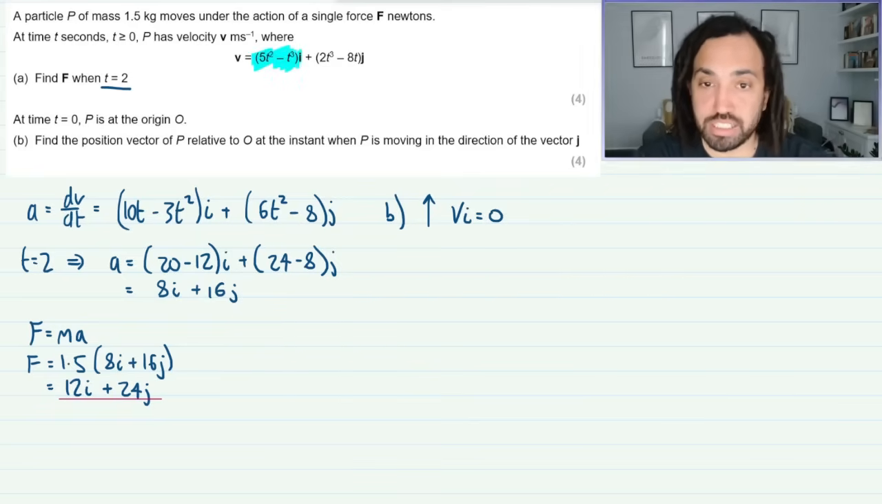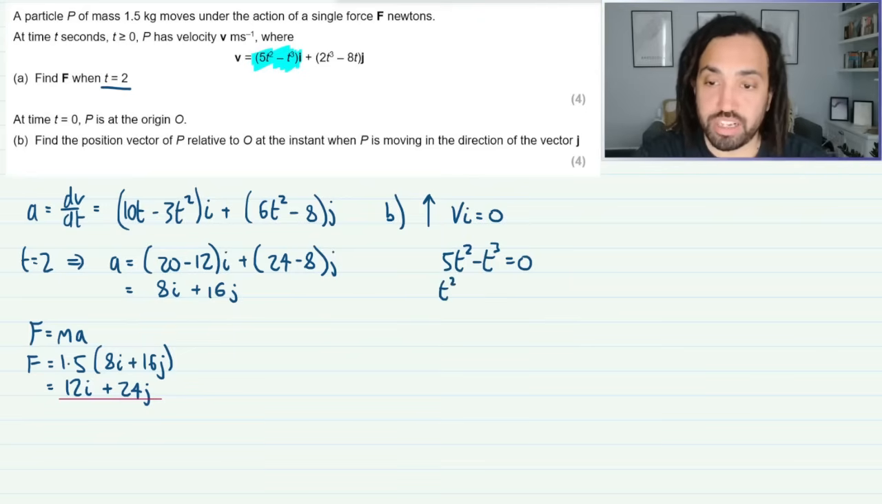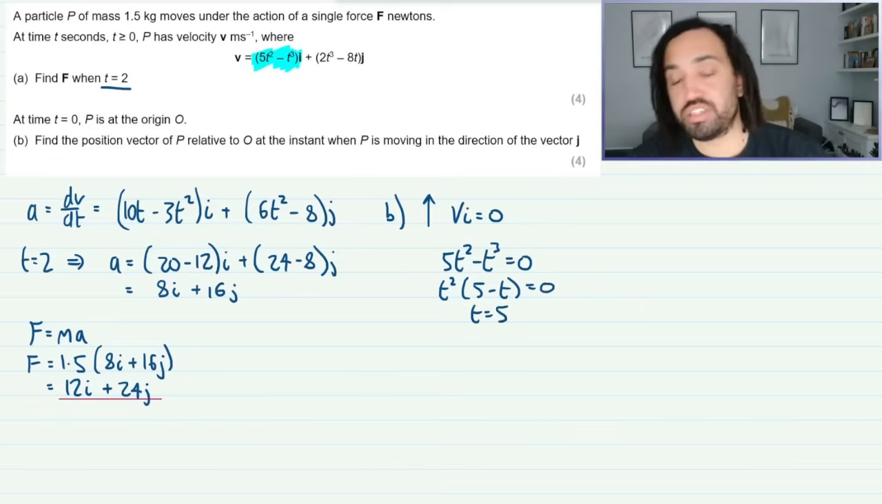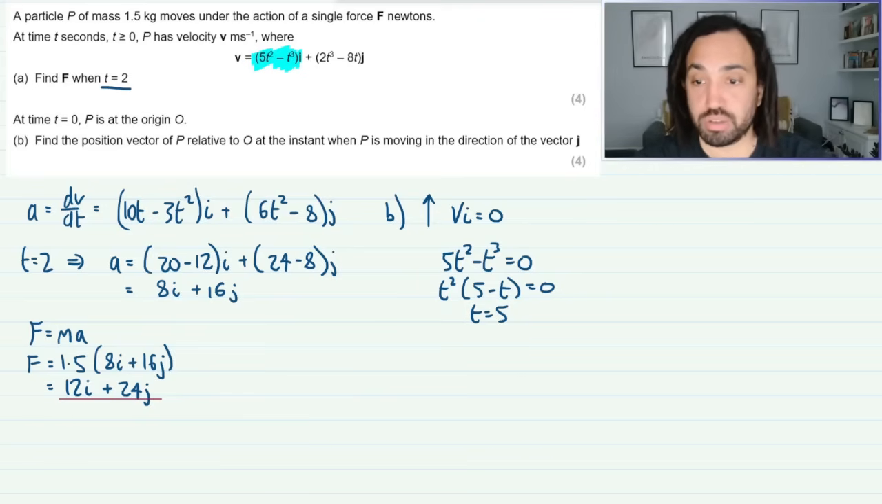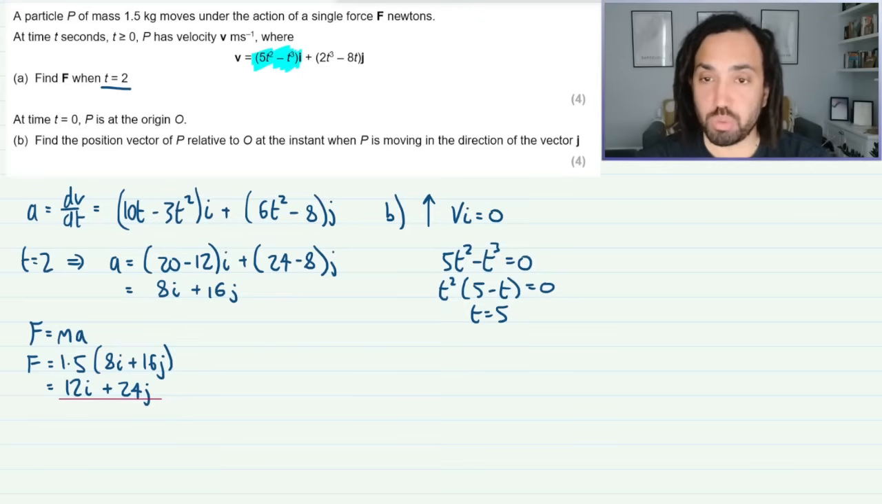So we need to set that equation equal to 0, which gives me this. We can factorize out a t squared, like so. And we get that t is equal to 5. Note that t is equal to 0 is also a solution, but at t equals 0, it's not moving because that's the start of its journey, so it's not actually moving at that particular instant. So t equals 5 is the one to go for, and it says find the position vector.